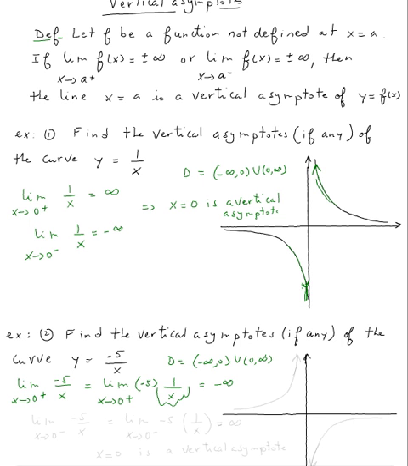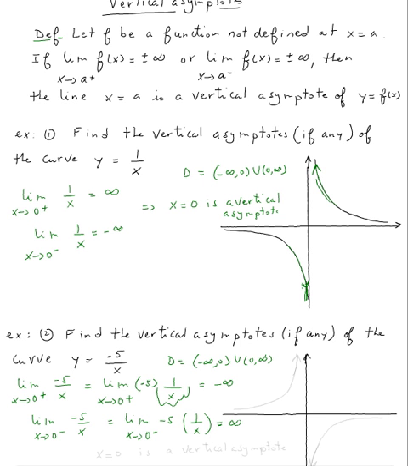Now same thing, we need to do the limit of negative 5 over x as x approaches 0 from the left side, and this is equal to the limit of negative 5 times 1 over x as x approaches 0 from the left side. Now the limit of 1 over x as x approaches 0 from the left side is negative infinity, times negative 5 will be positive infinity.